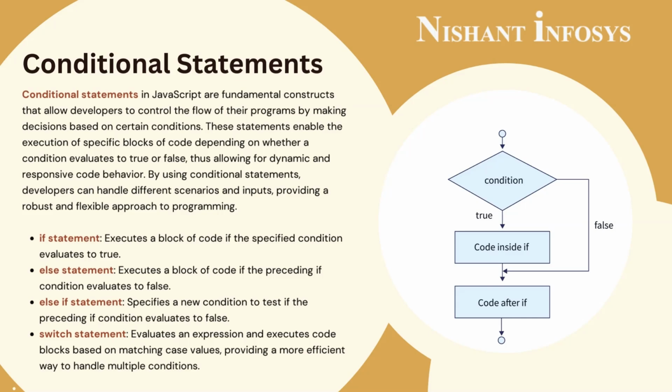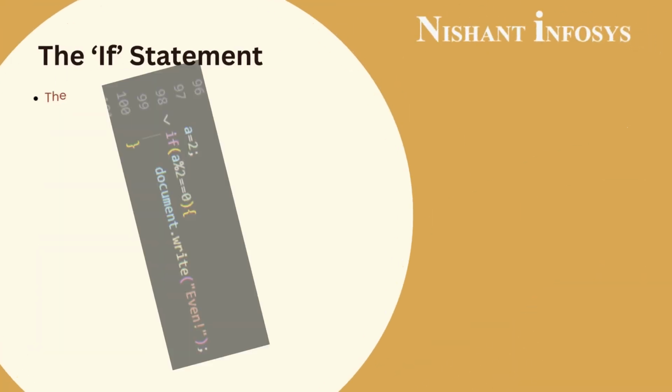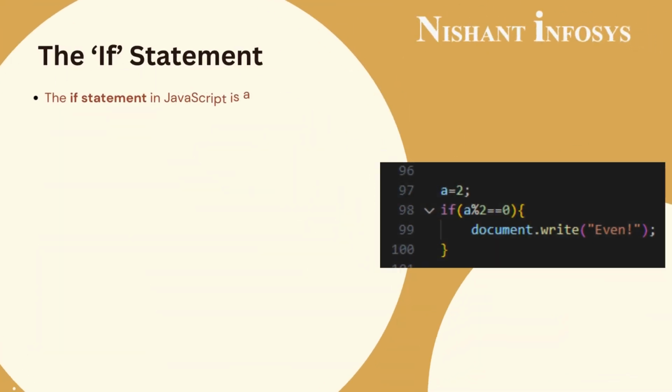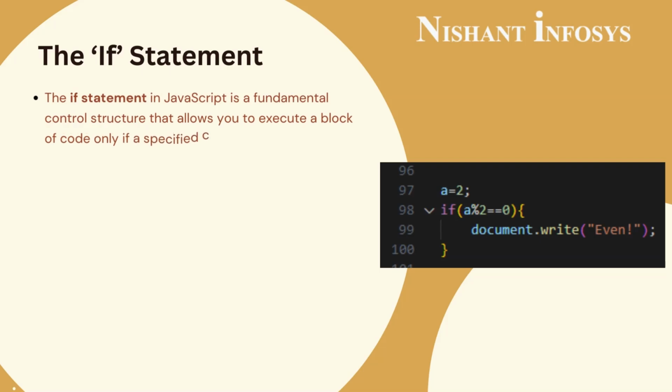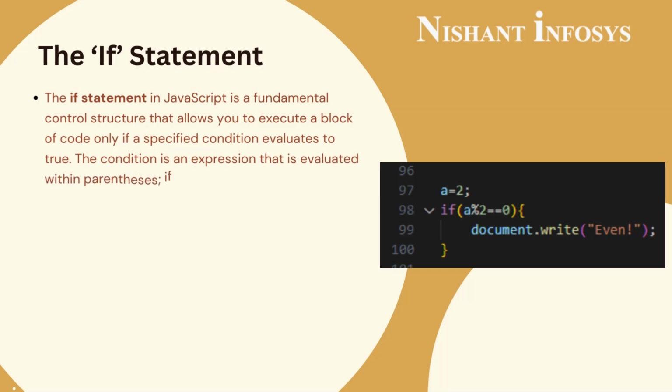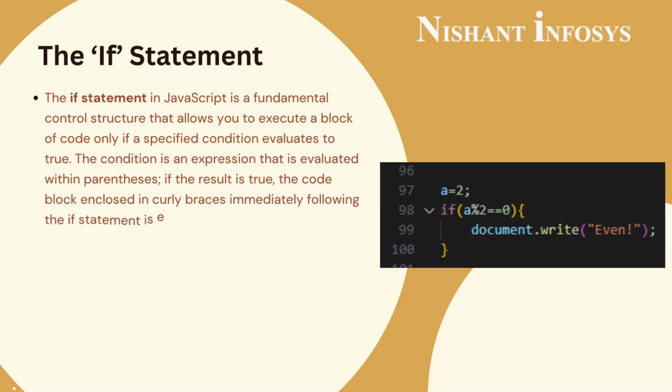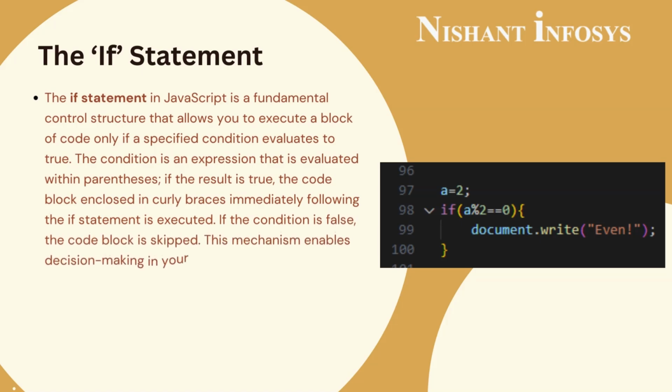The if statement. The if statement in JavaScript is a fundamental control structure that allows you to execute a block of code only if a specified condition evaluates to true. The condition is an expression that is evaluated within parentheses. If the result is true, the code block enclosed in curly braces immediately following the if statement is executed. If the condition is false, the code block is skipped.